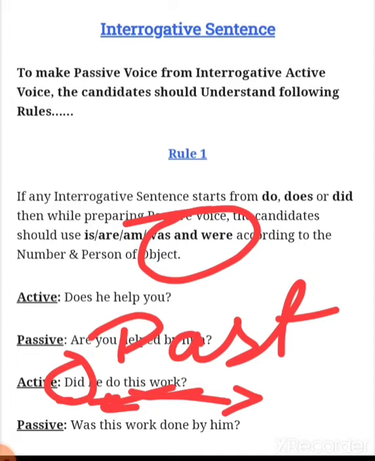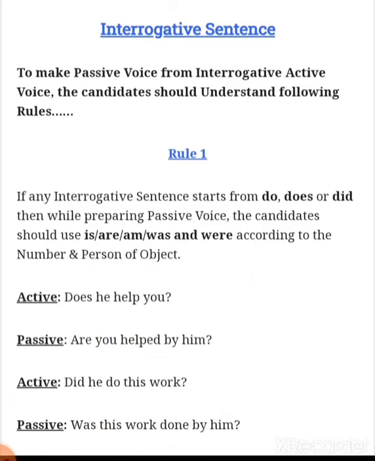So before this work, I told you, you have to write was or were because it is in simple past tense. Before this work, you cannot write were, because it is singular in number. So that is why was this work, then the main verb, the third form of the main verb, done. So, was this work done by him? Students, we will again be discussing. If you have not understood yet, I will be discussing again and again.